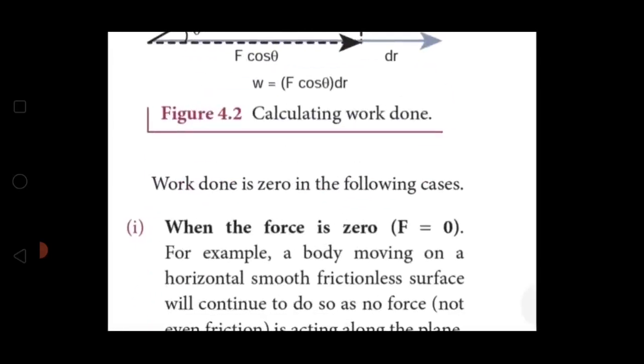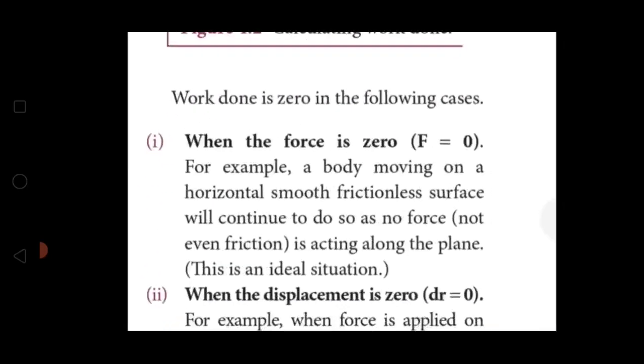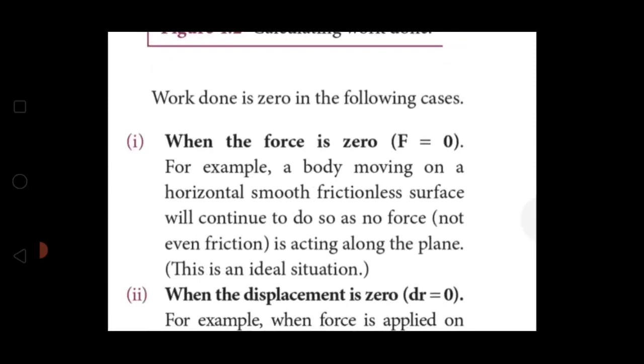The work done is 0 in the following cases. When the force is 0, for example, a body moving on a horizontal smooth frictionless surface will continue to do so as no force, not even friction, is acting along the plane. This is an ideal situation. If there is no frictional force, then zero force is acting. So in the first case, if the force is 0, definitely the work done is also 0. That is the first case.